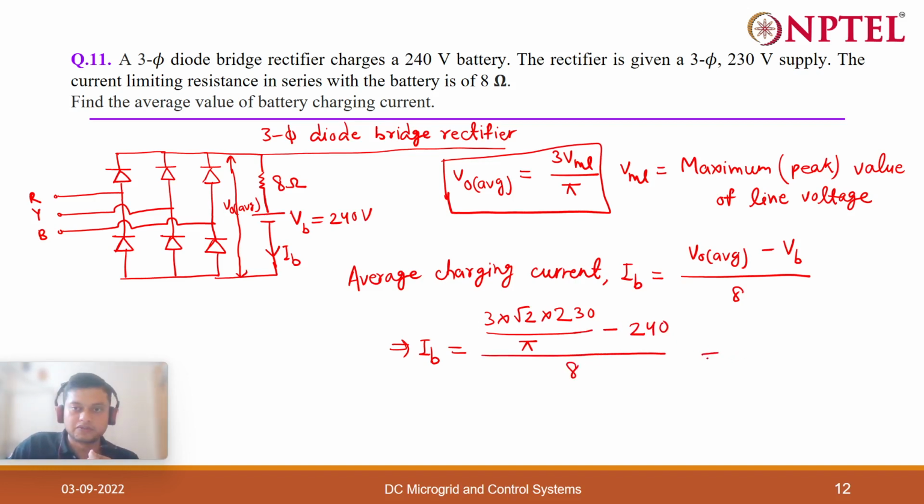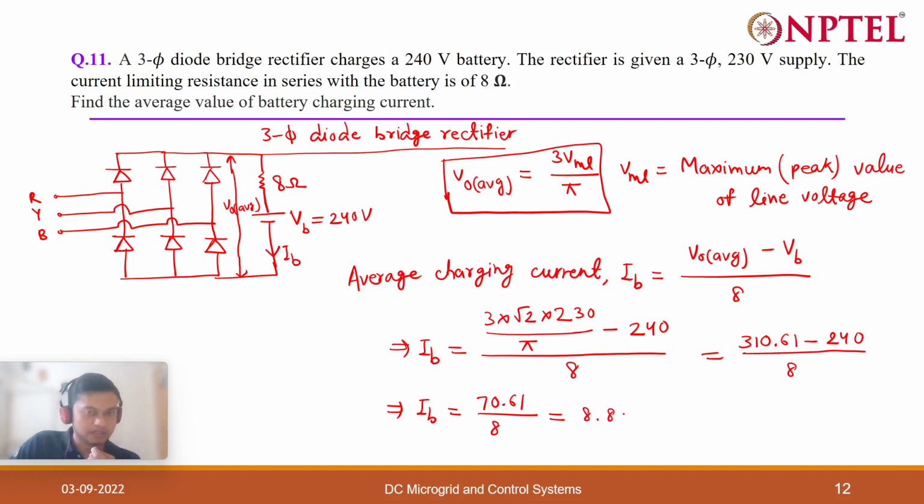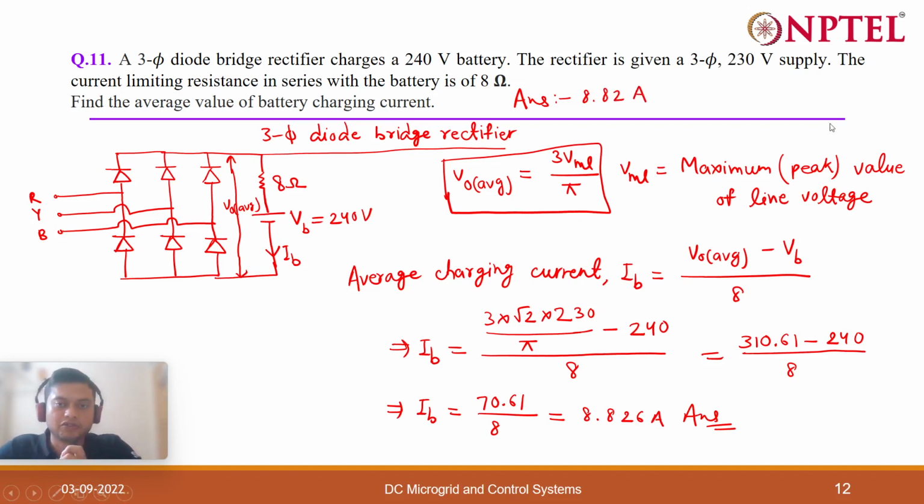If you solve this, it comes out to 310.61 minus 240 divided by 8. So IB comes out to be 70.618 divided by 8, which is 8.826 ampere. So this is the answer for this question. I think you all got this question and are able to understand.